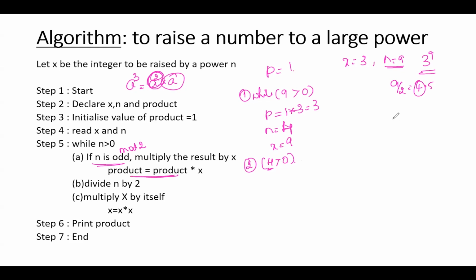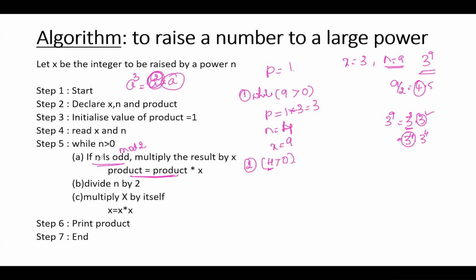Okay, so what has happened here? Initially, we had 3 to the power 9. Now we did it as 3 to the power 8 into 3. So this is already done. Now we are working on this. So this has been divided into 3 to the power 4 into 3 to the power 4. So now we are trying to calculate this.